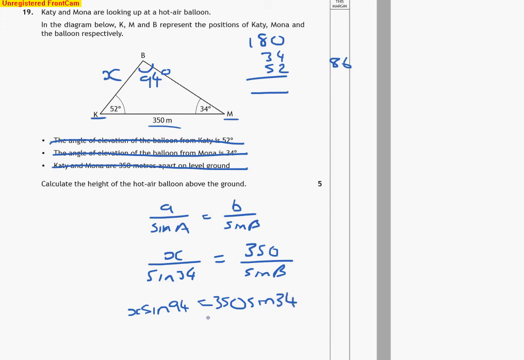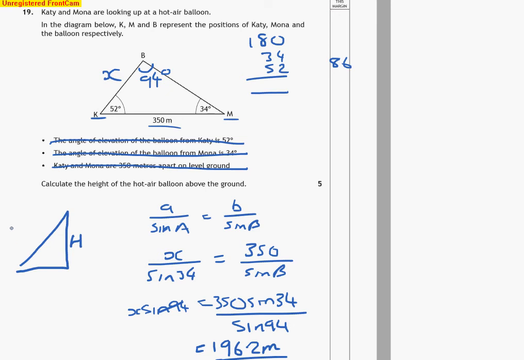I want to move that down. It's going to give me sine of 94, and that's equal to x. So calculators out. Okay, so that is going to give us 196, say 0.2. Okay, so I know that that's 196.2. So now we can go back to our diagram. We're trying to work out h.